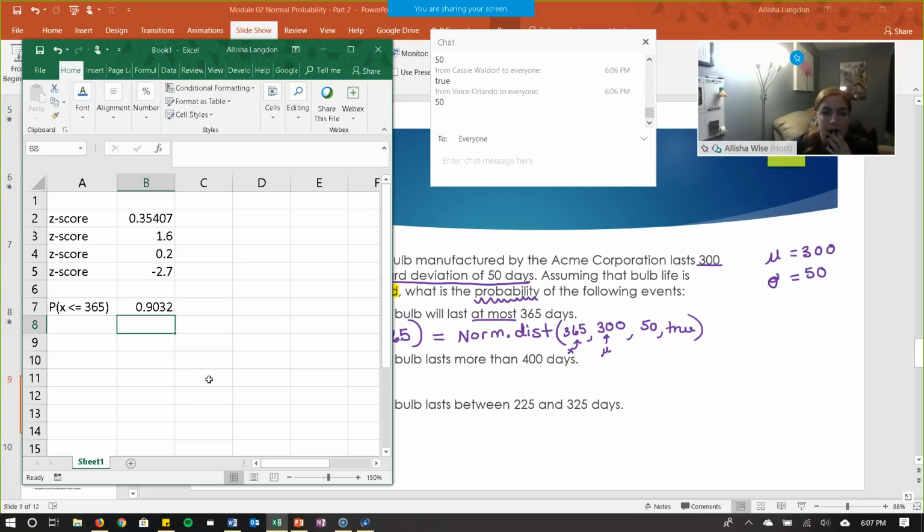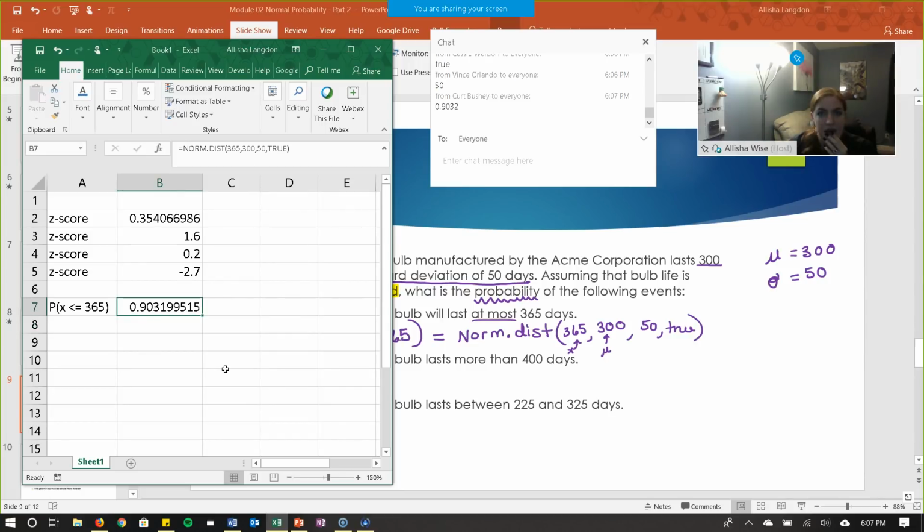So the probability is, I'm going to make that a little bit larger, 0.9032. That is correct, Kurt, and you rounded it perfectly. We are talking about probability. Probability gets rounded to 4 decimal places. So very good. That's exactly what you want to write. Is that what everybody got when they typed it in? Got one yes. Okay, perfect.